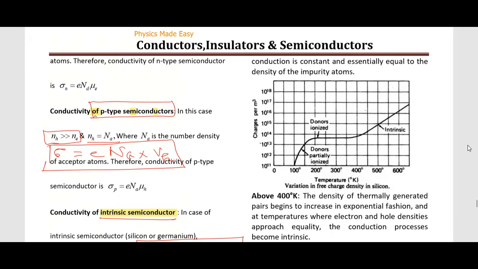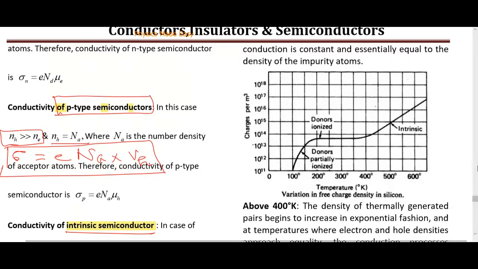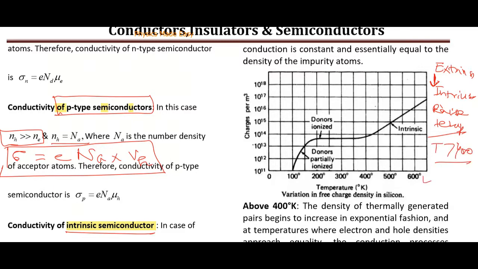Now, one important question: if you want to change an extrinsic semiconductor to an intrinsic one, what do you need to do? Just one thing: raise the temperature. For T more than 400, extrinsic semiconductors start acting as intrinsic ones. This is a very important point.